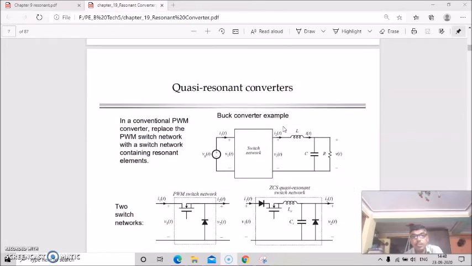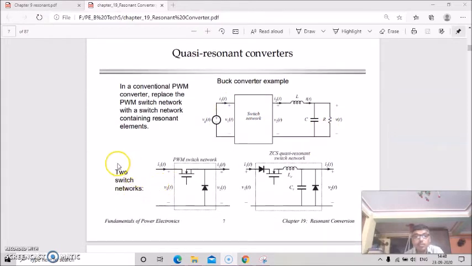In quasi-resonant converters, a conventional PWM converter replaces the PWM switch network with a switch network containing resonant elements. Here is a buck converter example. These are two switch networks: this is the PWM switch network, and this is the ZCS quasi-resonant switch network.